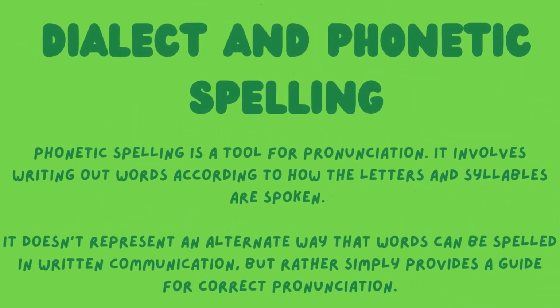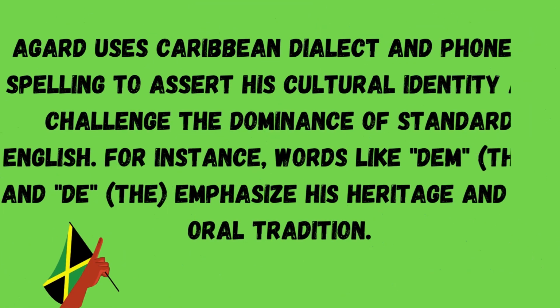Phonetic spelling is a tool for pronunciation. It involves writing out words according to how the letters and syllables are spoken. It doesn't represent an alternate way that words can be spelled in written communication, but rather simply provides a guide for correct pronunciation. Agard uses Caribbean dialect and phonetic spelling to assert his cultural identity and challenge the dominance of Standard English. For instance, words like dem, them, and de, that emphasize his heritage and the oral tradition.